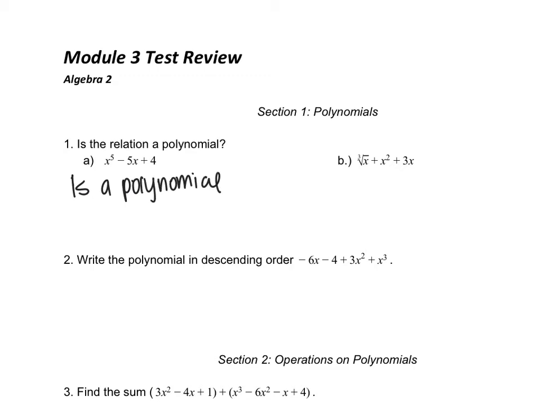But in B, we have this cube root x. So we have cube root x plus x squared plus 3x. And that cube root means that it is not a polynomial.